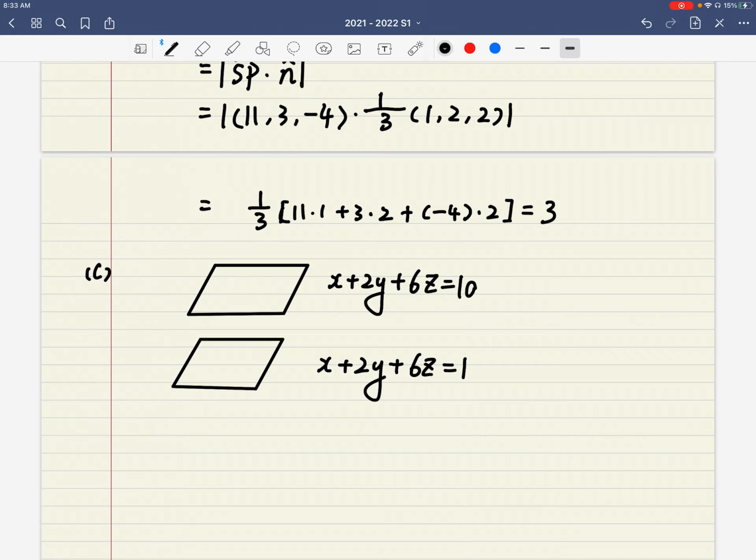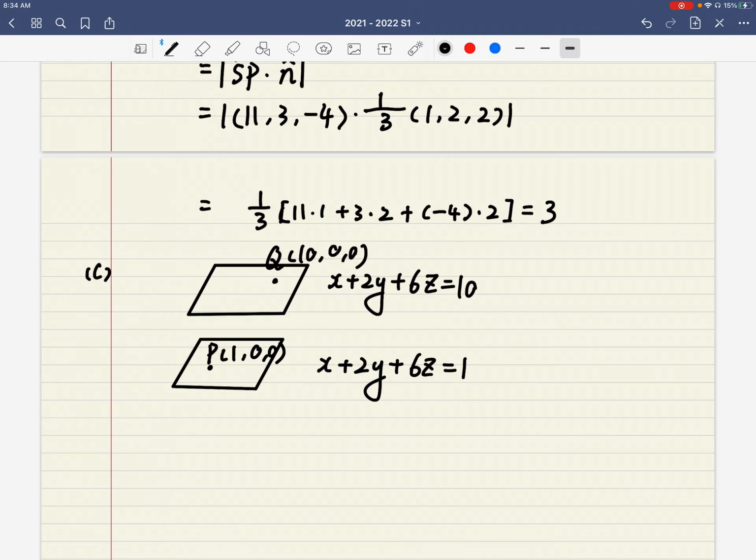It's actually very, very simple, very similar to part B. You can pick a random point on plane A. Let's just treat y and z to be 0. This point on the top plane, let's call it Q, is just 10, 0, 0. And let's pick another random point on the bottom plane. Again, we can let y and z be 0, so we have another point P. It's 1, 0, 0.